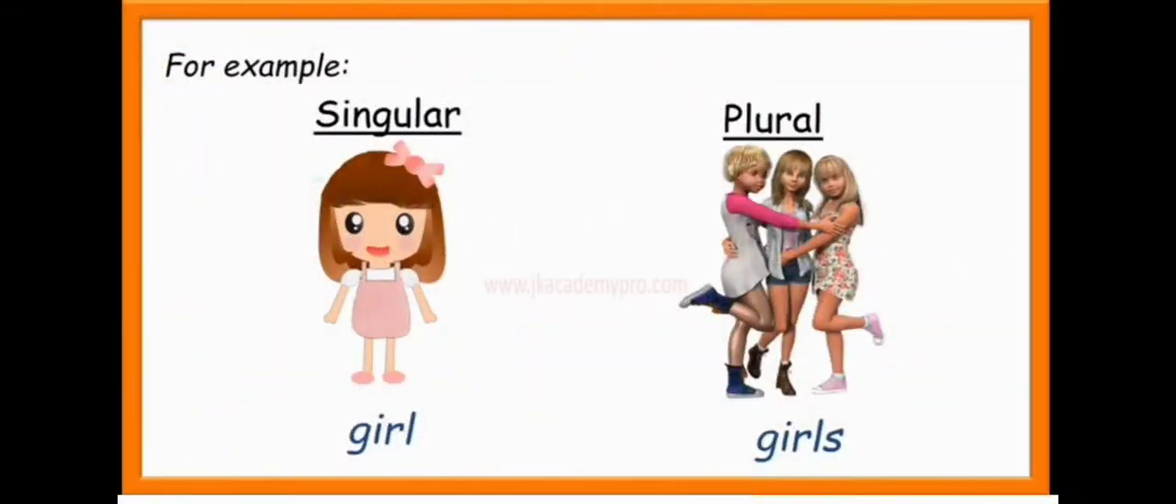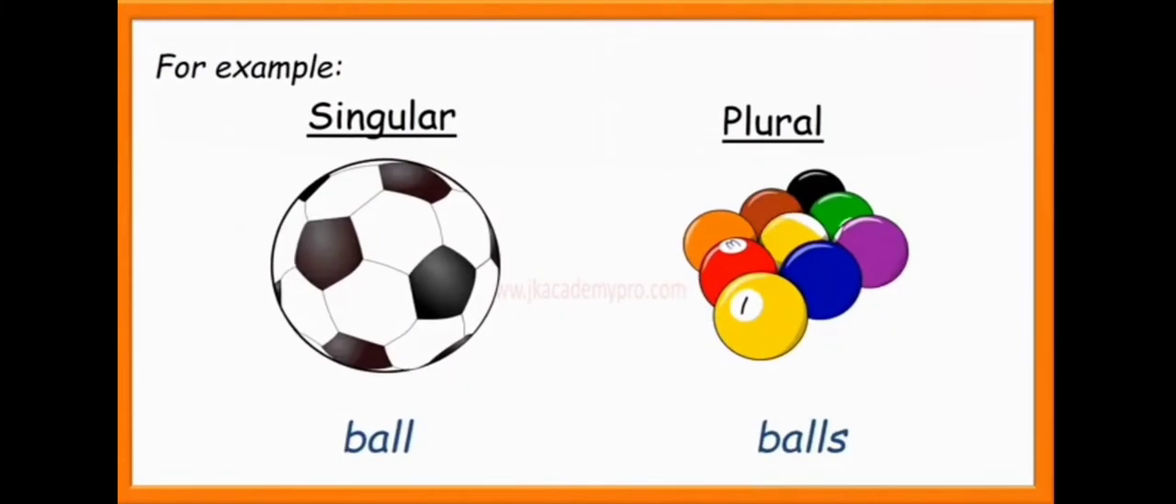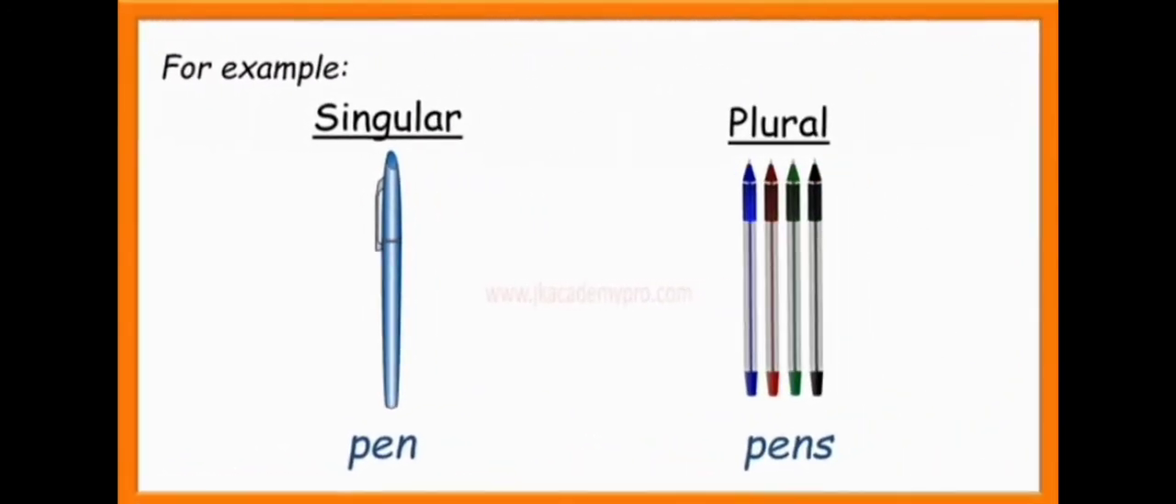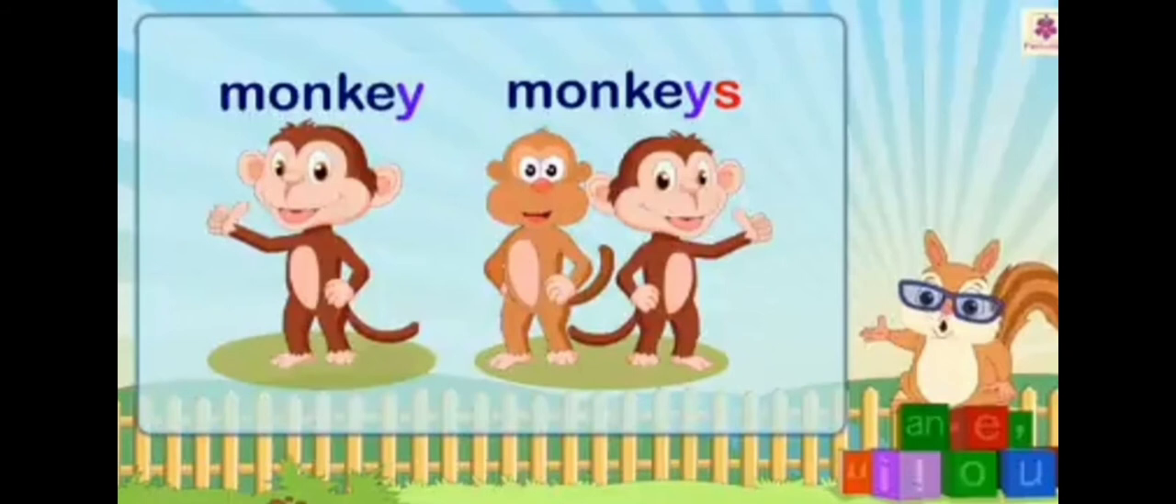So in this slide we can see the singular form is girl, and to change it into plural we add S, so it becomes girls. Here the singular form is ball, and here also by adding S the plural form becomes balls. Here the singular form is pen, and by adding S the plural form becomes pens. Here the singular form is monkey and the plural form is monkeys. Children, I hope you understood this basic rule.